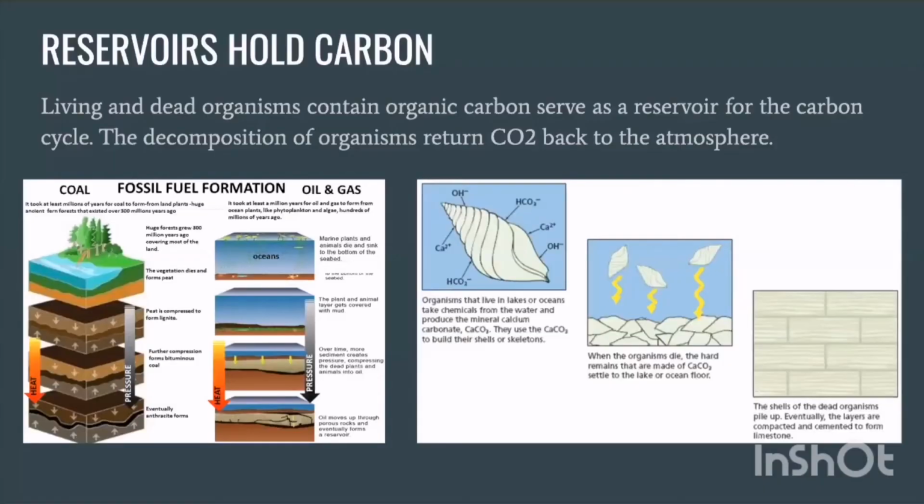Next, we move on to reservoirs that hold carbon. Living and dead organisms contain organic carbon and serve as a reservoir for the carbon cycle. The decomposition of organisms returns carbon dioxide back to the atmosphere. Over the past 300 million years, plants and animals were transformed into coal, oil, and also natural gas, which can be called fossil fuel. All of this fossil fuel is formed from different types of materials, pressure and also heat.